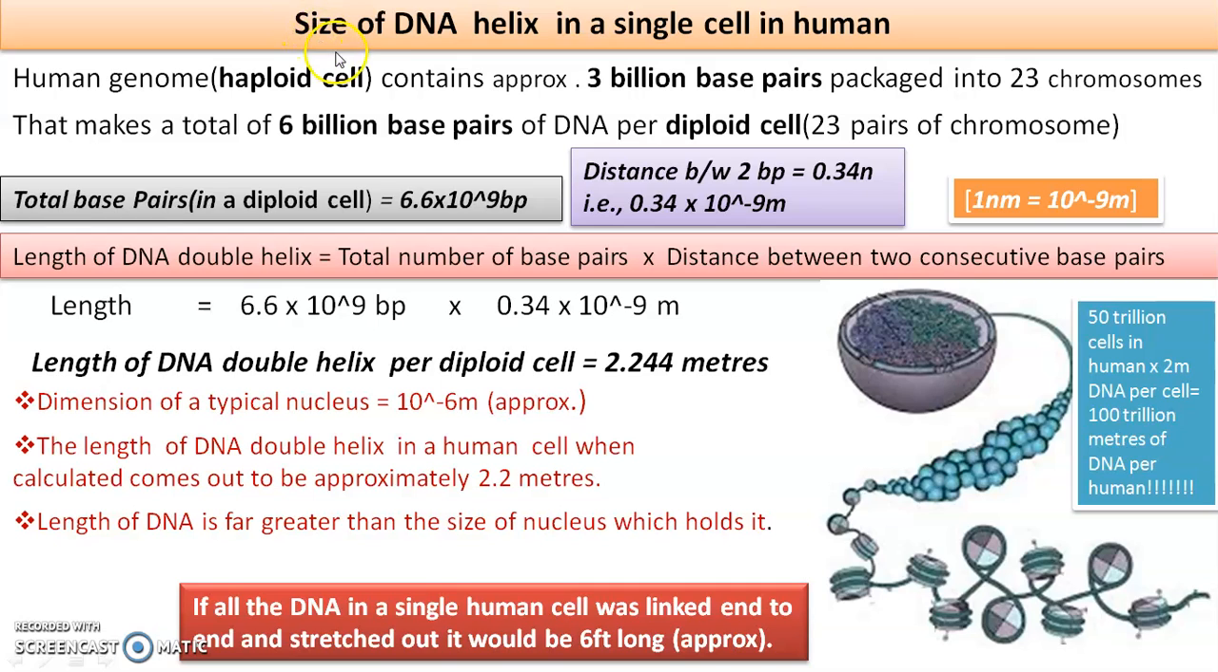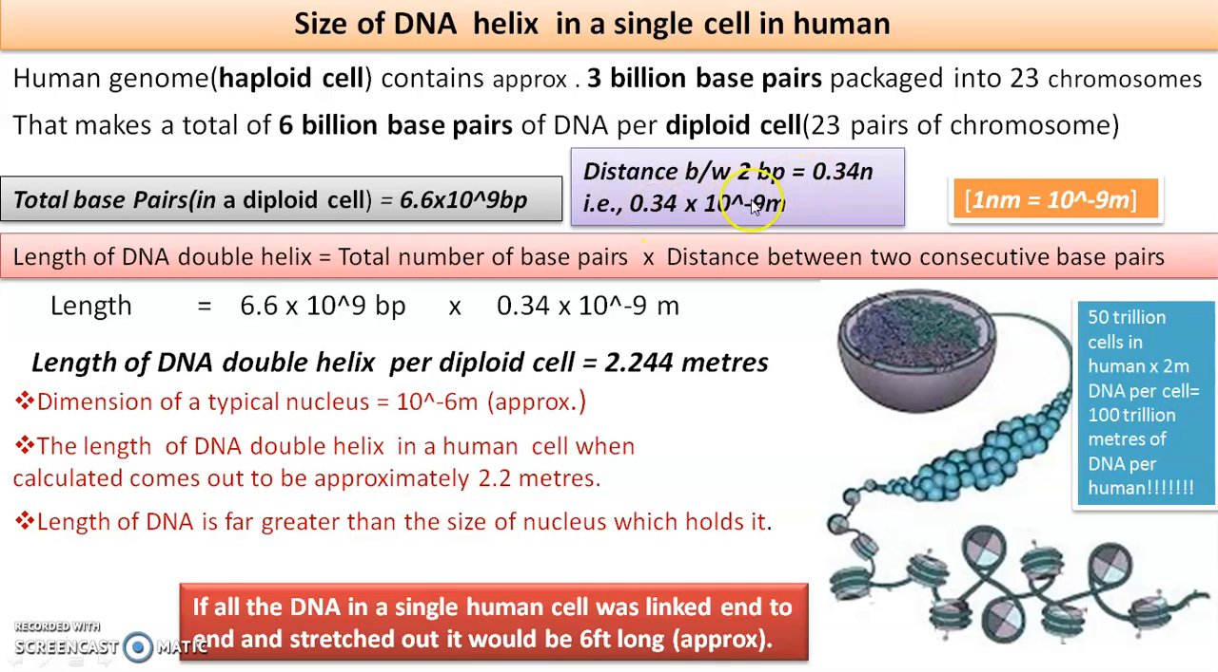Now coming to the size of a DNA helix in a single cell in humans. When we come to packaging of DNA in eukaryotes, we first have to understand the size of the DNA in a human cell. For the human genome, we generally take a haploid cell to count the genome. It is approximately 3 billion base pairs that is packaged into 23 chromosomes, haploid. So double it for a diploid cell, 23 pairs of chromosomes. How many base pairs? It will be 6 billion base pairs. So the total base pairs in a diploid cell is 6.6 into 10 raised to the power 9 base pairs.